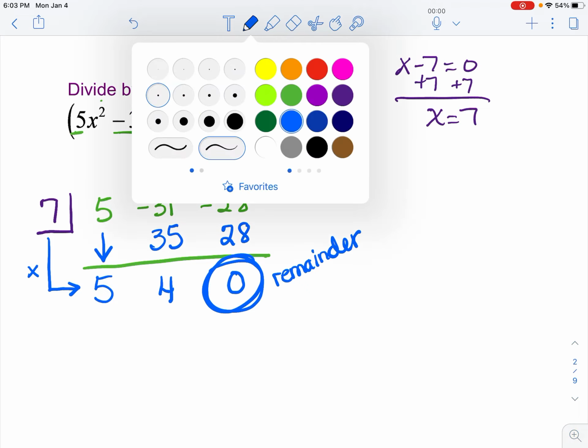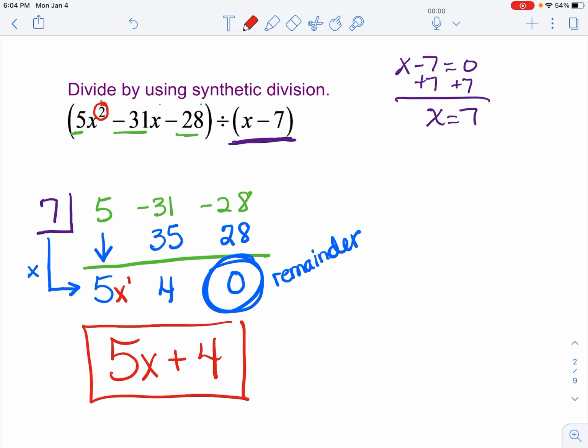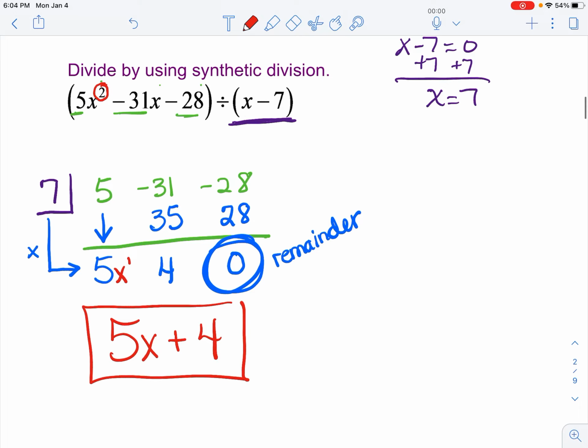Next, what we have to do is look at our highest exponent, which is a 2, and we subtract 1. So 2 minus 1 is 1, so this is going to be x to the first, and then we have nothing. So our answer is going to turn out to be 5x, and then that's a positive 4. We do not have a remainder, so that is our answer. All right, let's go on to the next one.